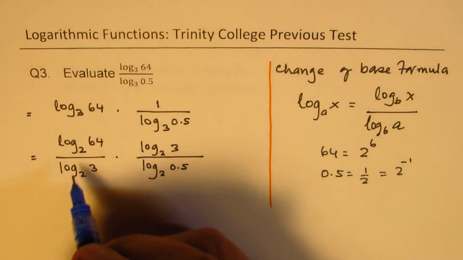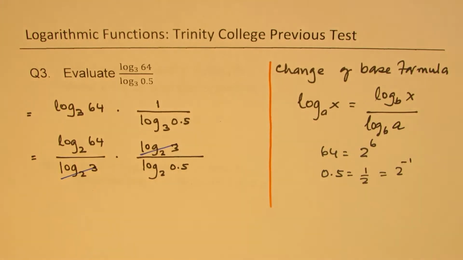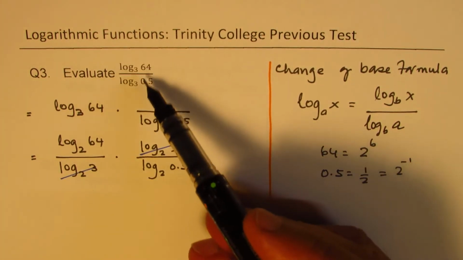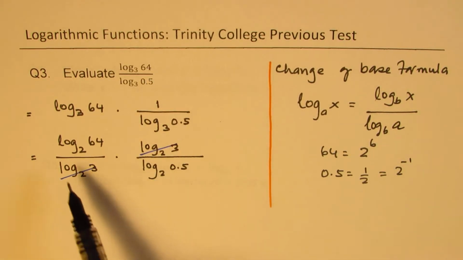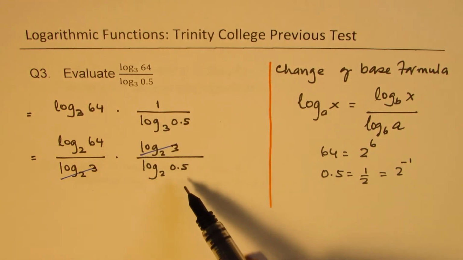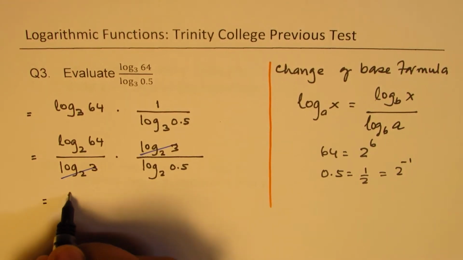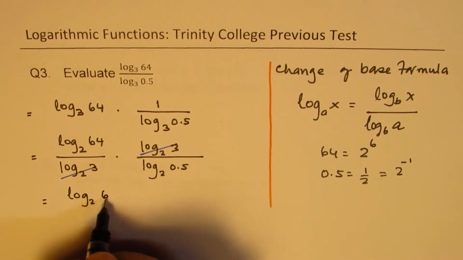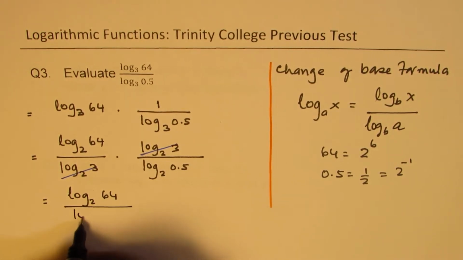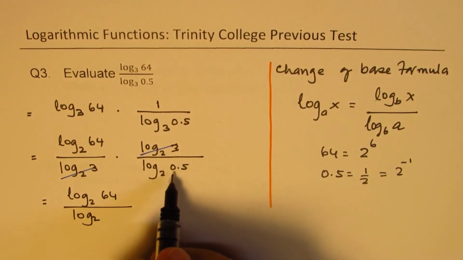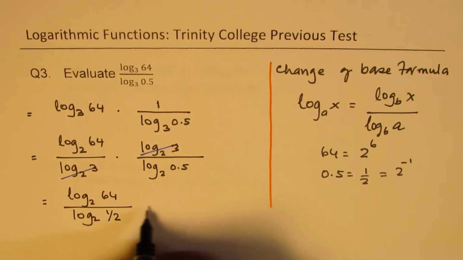Now clearly, log to the base 2 of 3 cancels. Do you see that part? So if you're given like this, you can easily change the base even without doing all that. So what we get here is log to the base 2 of 64 divided by log to the base 2 of 0.5, which is half, right?